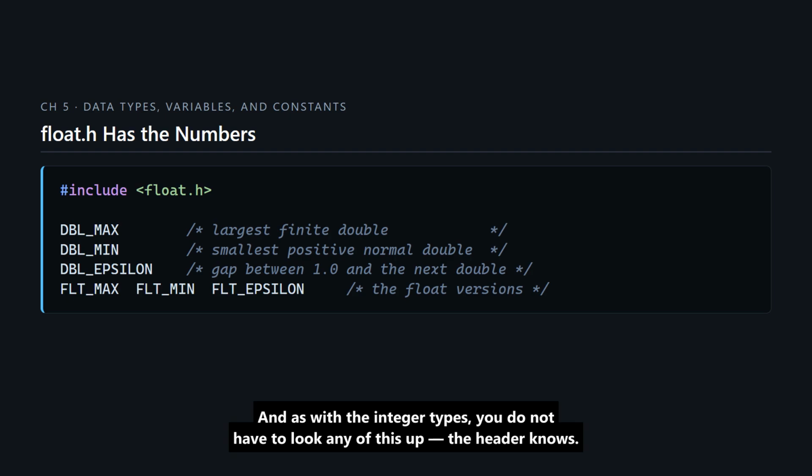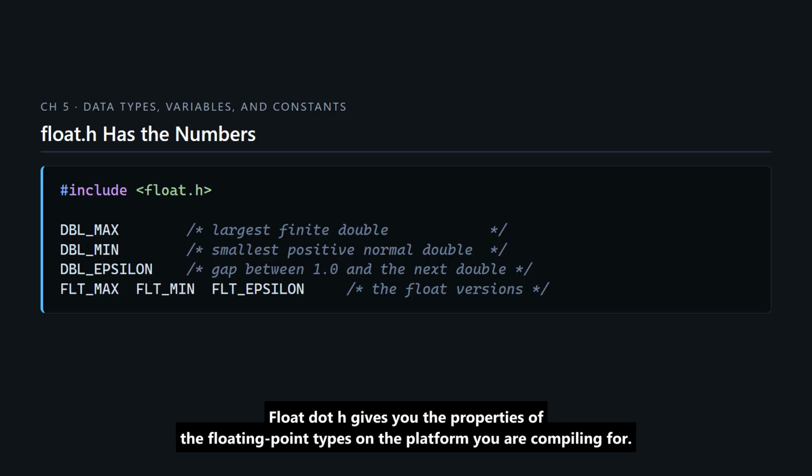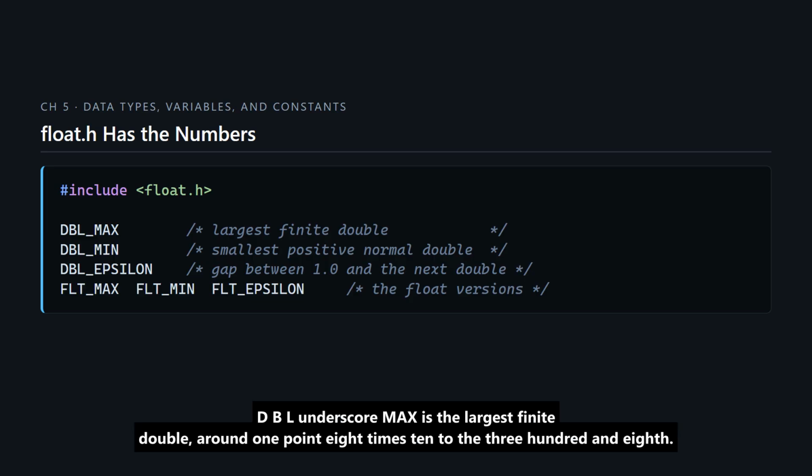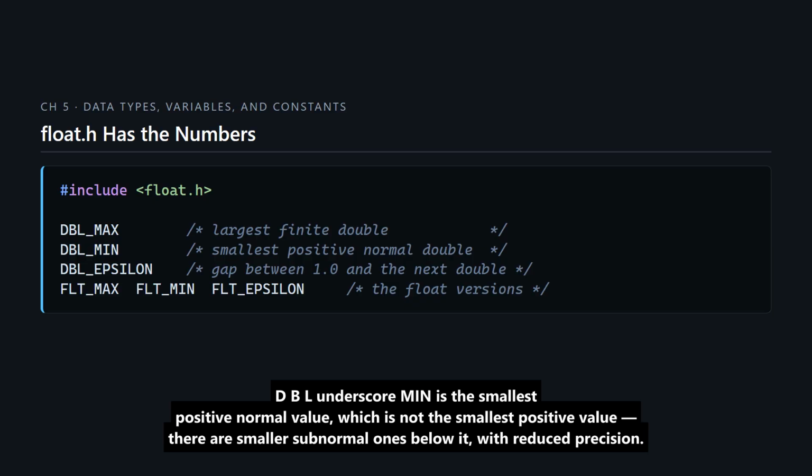And as with the integer types, you do not have to look any of this up, the header knows. float.h gives you the properties of the floating point types on the platform you are compiling for. DBL_MAX is the largest finite double, around 1.8 times 10 to the 308th. DBL_MIN is the smallest positive normal value, which is not the smallest positive value. There are smaller subnormal ones below it with reduced precision.